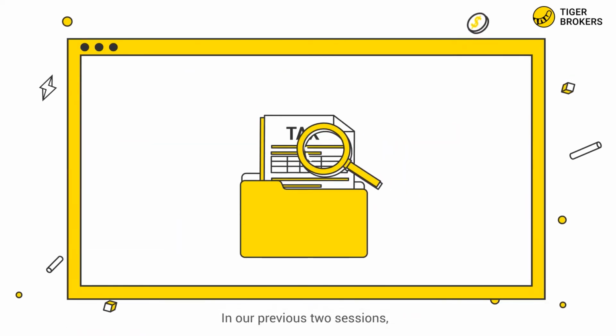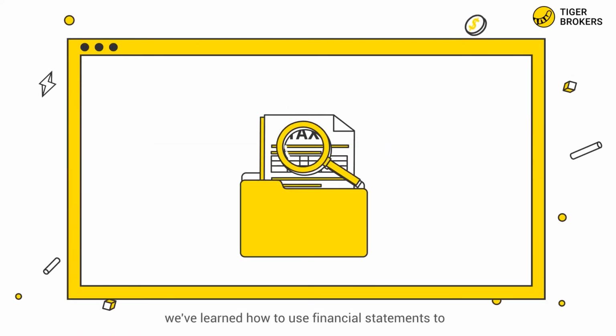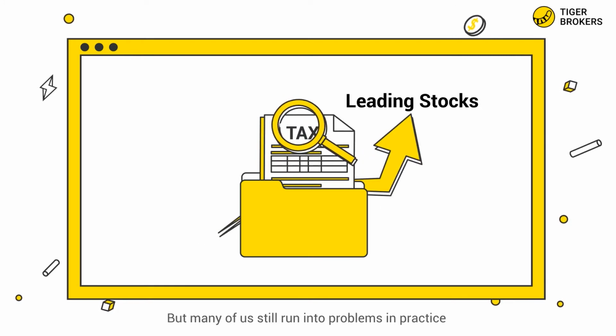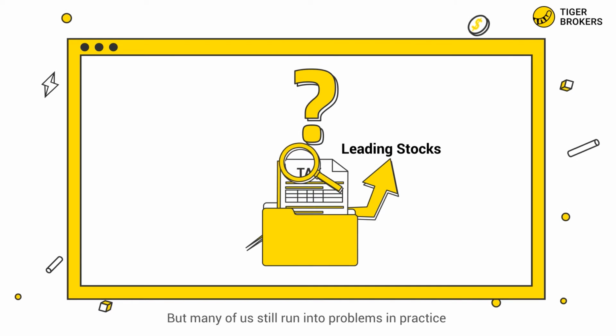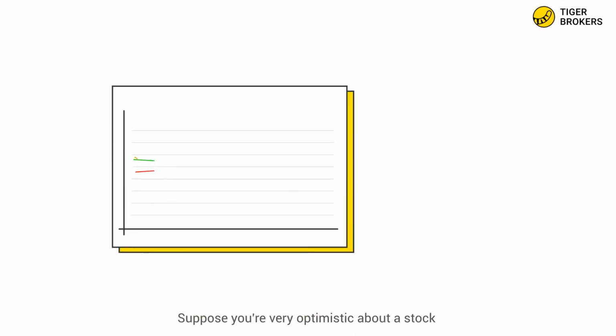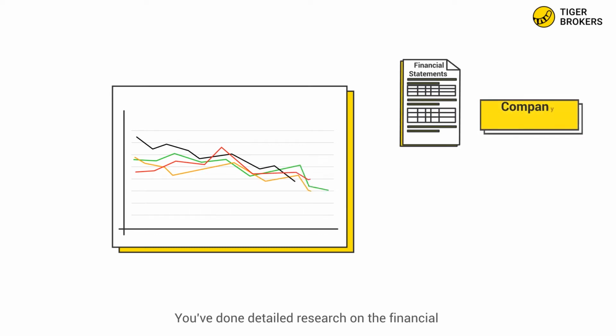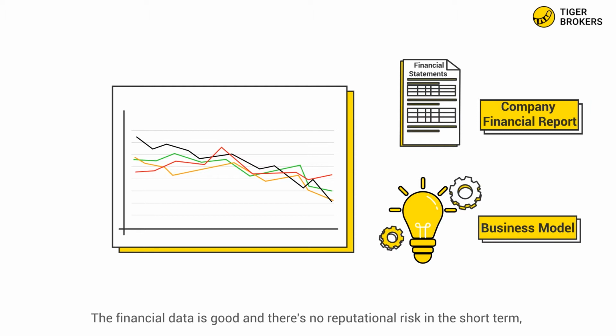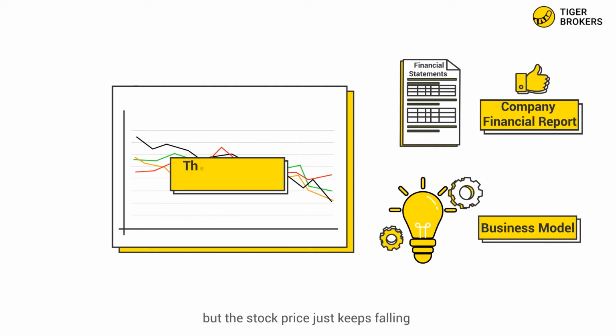In our previous two sessions, we've learned how to use financial statements to select the highest quality leading stocks. But many of us still run into problems in practice. Suppose you're very optimistic about a stock. You've done detailed research on the financial statements and the company's business model. The financial data is good and there's no reputational risk in the short term. But the stock price just keeps falling.